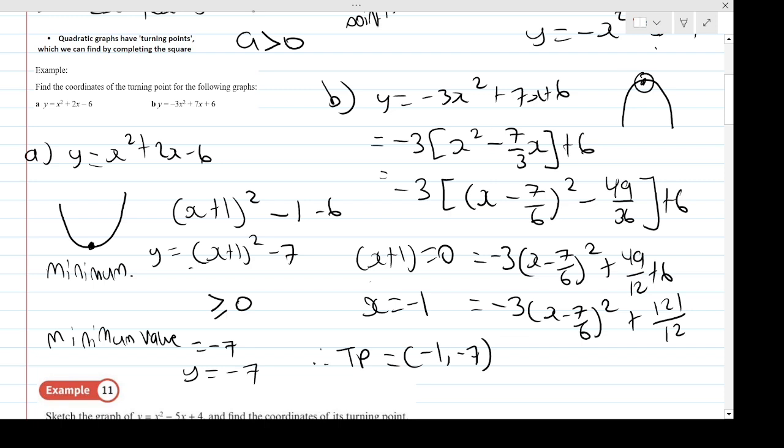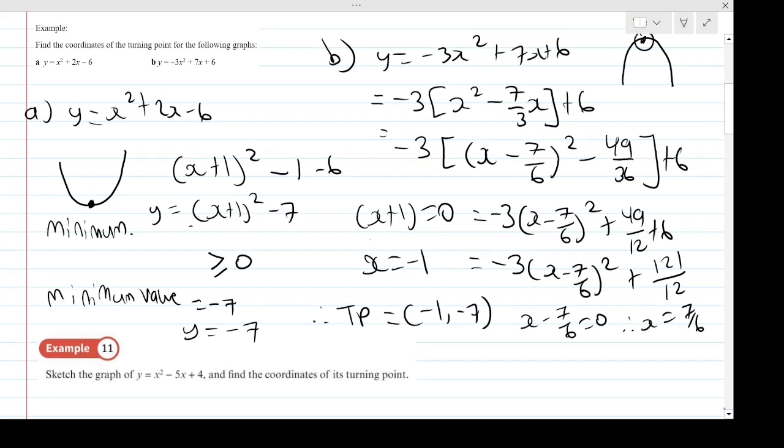Well, I can very easily spot that this happens when the bracket is 0, because the square number has to be at least 0. So 0 is the minimum possibility of the bracket. So when the bracket's 0, then x -7 over 6 is 0. Therefore, x is equal to 7 over 6.